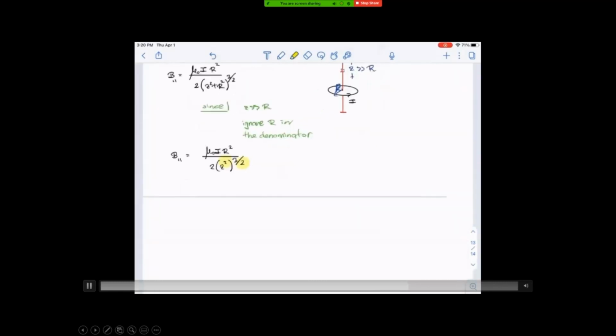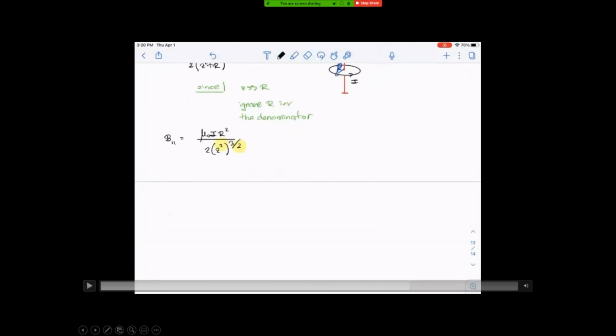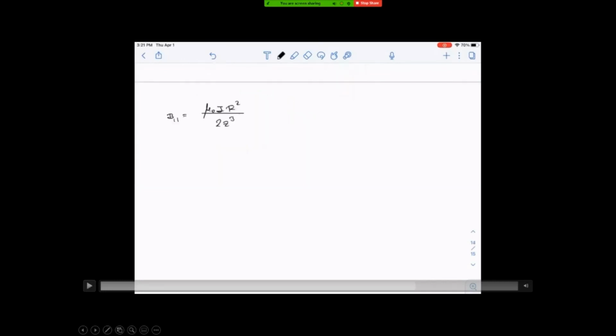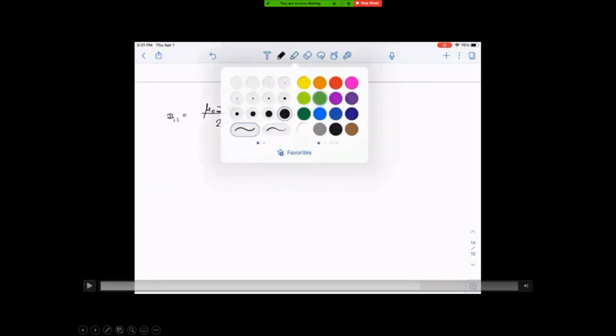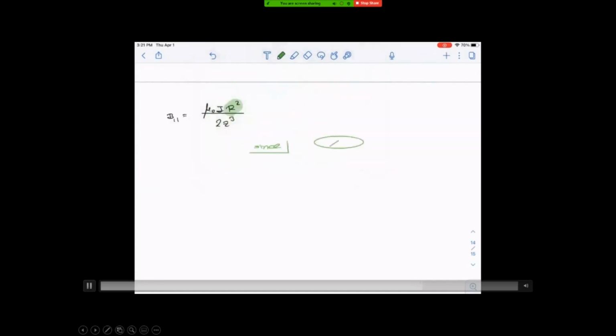When you ignore it, this is the expression that you come up with for the strength of the magnetic field at a certain height along the Z direction away from the loop itself. You've got a square, and then the second power inside the denominator, so they will cancel. And then we have an interesting expression here. We've got the current, we've got R squared. If I were to multiply this by pi and divide it by pi, this R squared can become area.